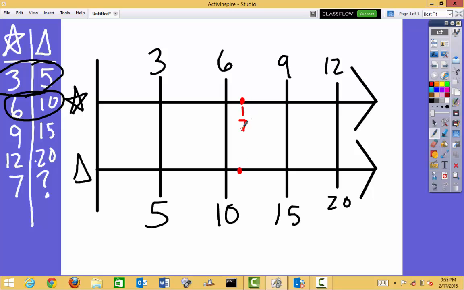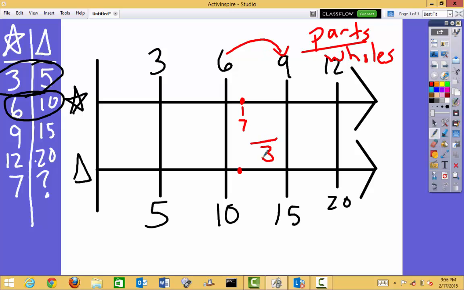What I need to do now is figure out my parts over my wholes. So my whole is how many jumps it is from here to here. So from 6 to 9, well, that's going to be 3. I can think of it as 9 minus 6, or I can think of it as 6, 7, 8, 9. It's going to be 3 jumps. Either way is fine. Then I'm going to check how many jumps it took me to get to 7. Well, it took me 1 jump. So that's going to be my part. That part is going to be 1. So I'm going 1/3 of my number line. I'm only going 1/3 of my number line this time.